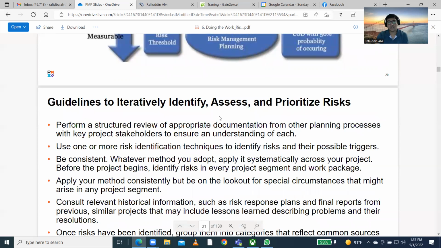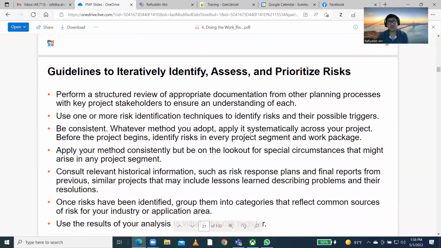Perform a structured review of appropriate documentation from other planning processes with key project stakeholders to ensure an understanding of each. So you need to involve all the key stakeholders and talk with them. You need to understand their point of view and come to some conclusion. Use one or more risk identification techniques to identify risks and the possible triggers, meaning the conditions which are causing this risk. So you need to go through all these things.